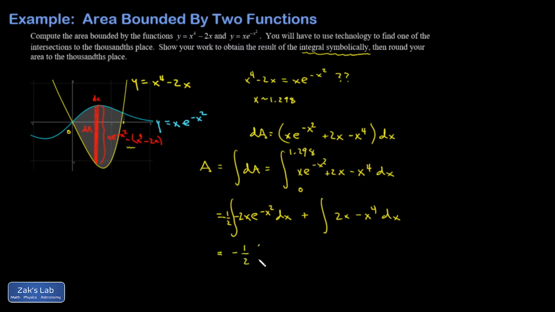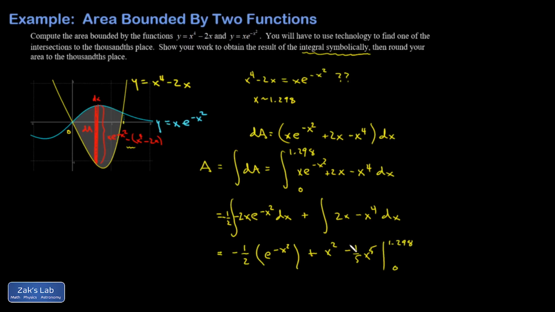So I get negative 1/2 times the antiderivative of this piece. So that's just going to be e to the negative x squared. And if you don't believe me, just differentiate that and you'll get back that integrand that we started with. The other piece is 2x. That integrates to x squared. Negative x to the fourth goes to negative 1/5 x to the fifth. And then I'm evaluating the whole thing from 0 to 1.298.